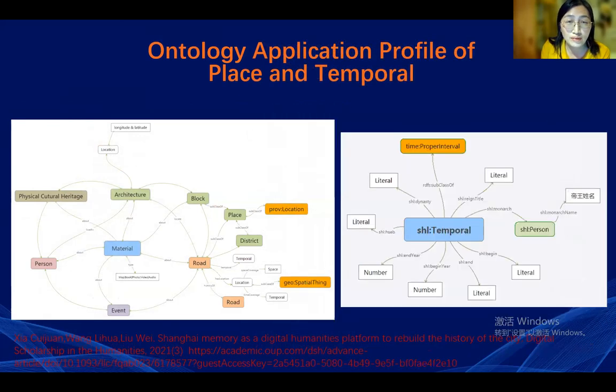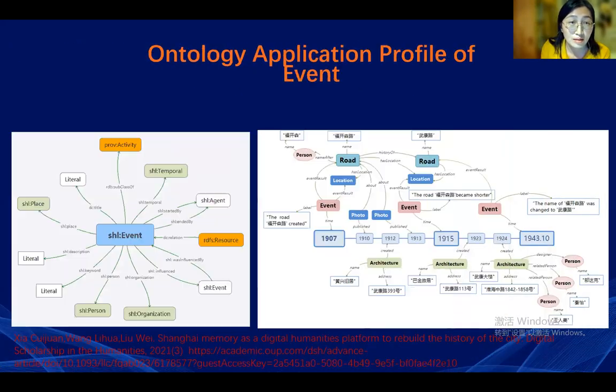This is the data model of the ontology application profile of place and temporal, which can handle different levels of places such as road, county, province, and country, and the multiple kinds of representation of Chinese chronology, and also the relations among place, temporal, and other kinds of entities. This is the data model of the ontology application profile of event. It can describe events that happened to a person, organization, place, or any other kinds of entities.